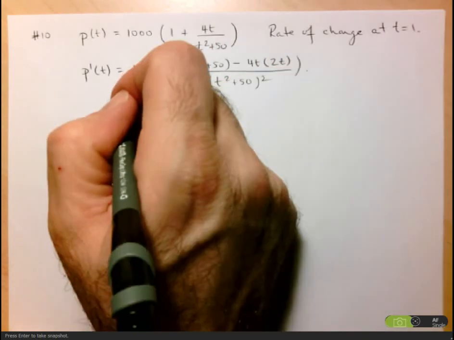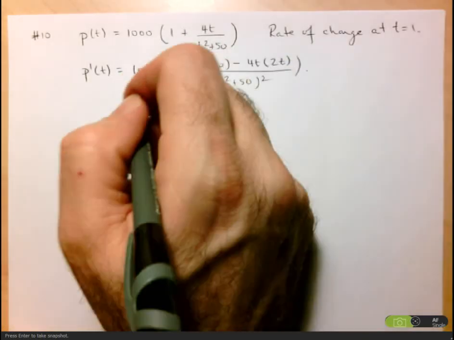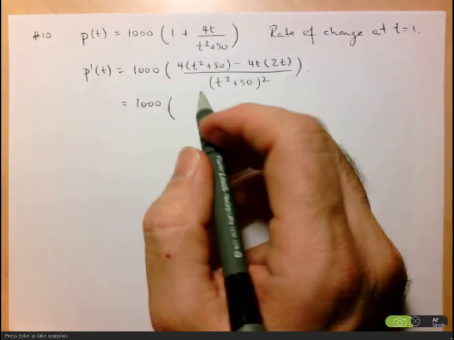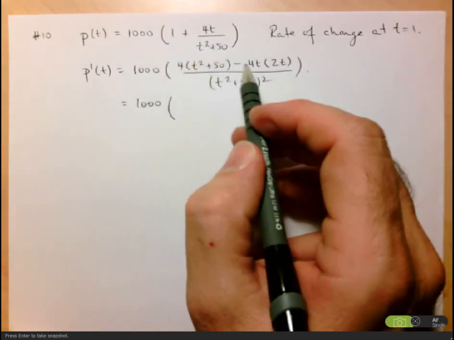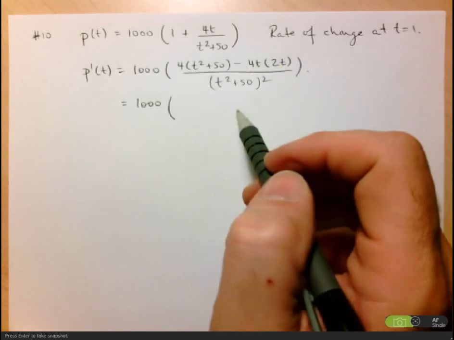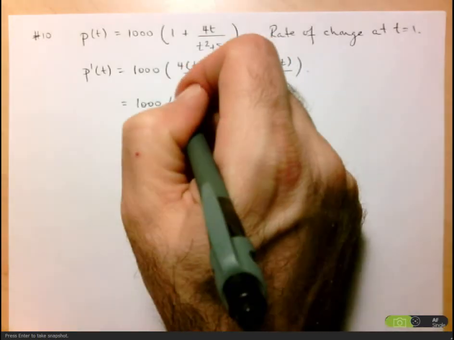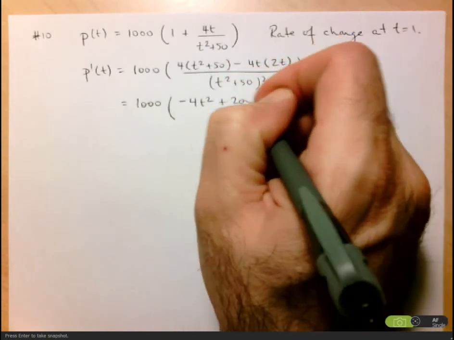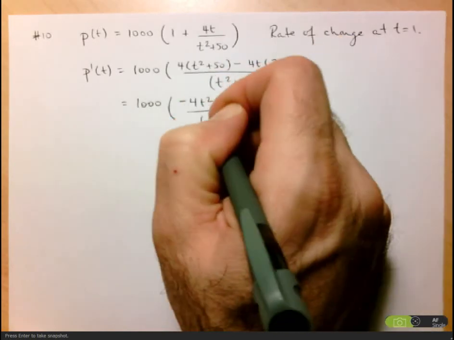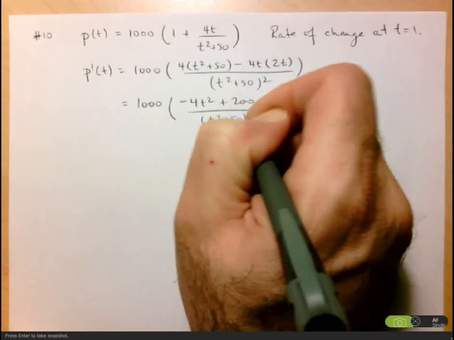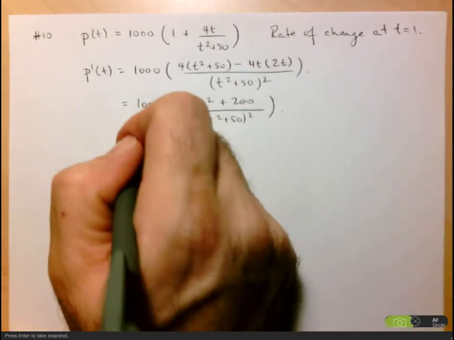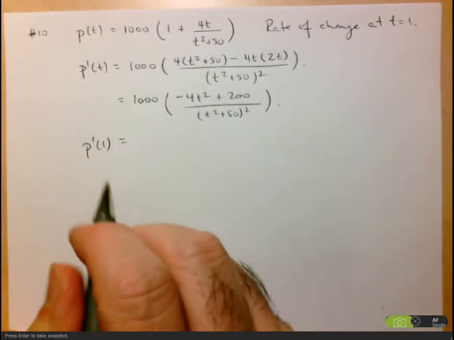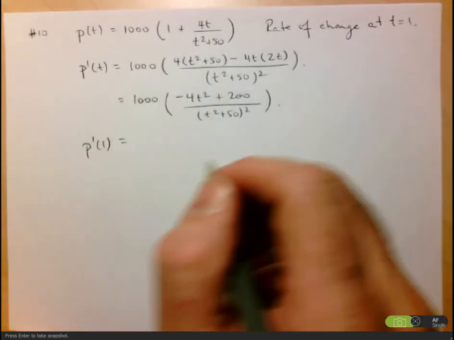Okay, so let's simplify that a bit while we're at it, just to make the evaluating a little easier. Here we've got 4t squared minus 8t squared, so that's negative 4t squared, and then plus 4 times 50 is 200, all over t squared plus 50 squared. Okay, so in the end, we have to calculate P prime at 1, so it's just a matter of inputting this into our derivative equation.